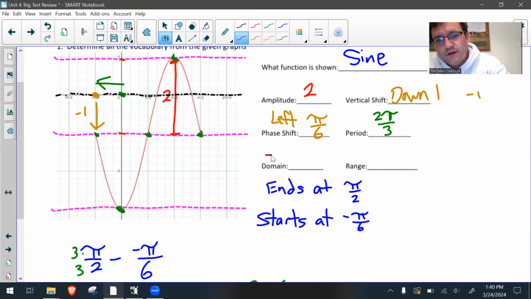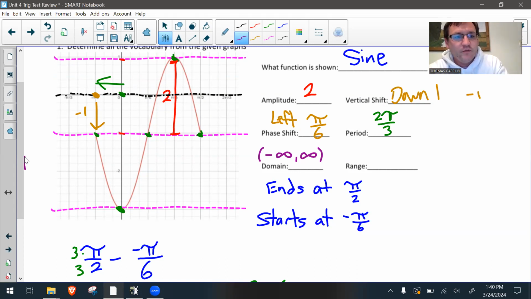Interval notation is negative infinity to positive infinity. All right, domain is the x values. How far to the left can our graph go? How far to the right can our graph go? Sine and cosine, they go on forever. We just kind of chop it off at one period here, right?